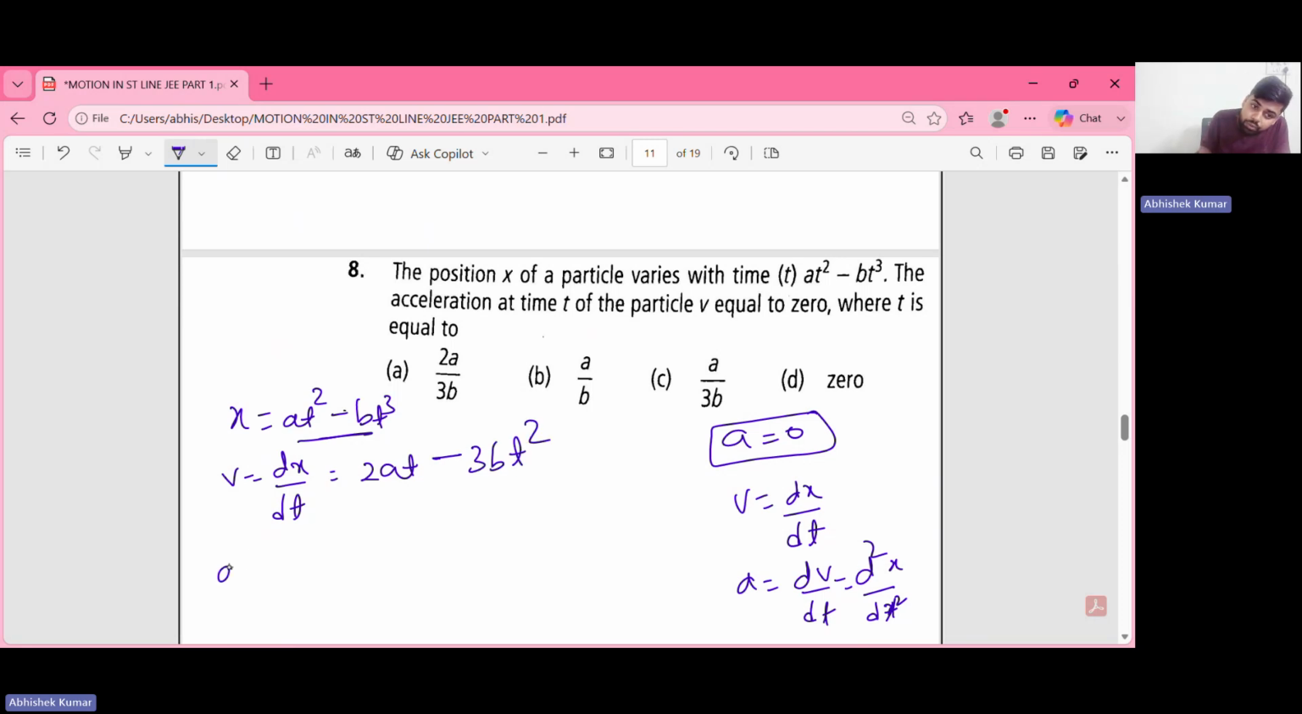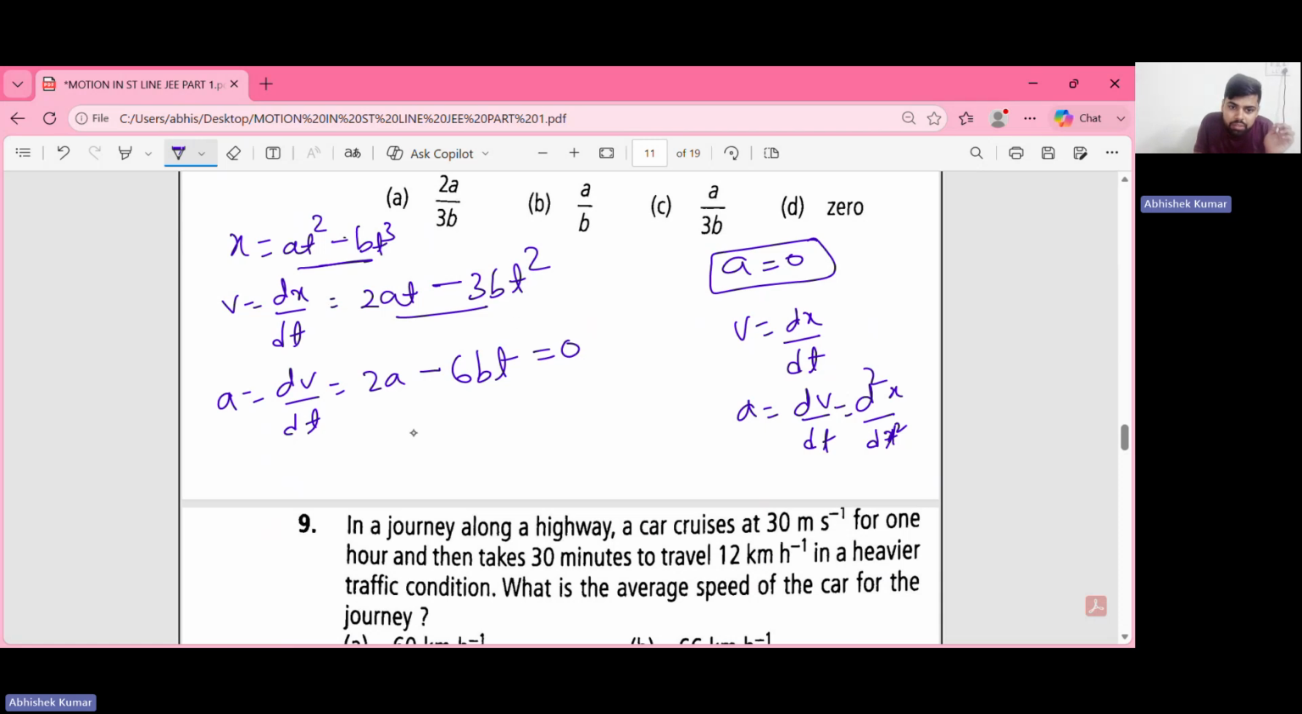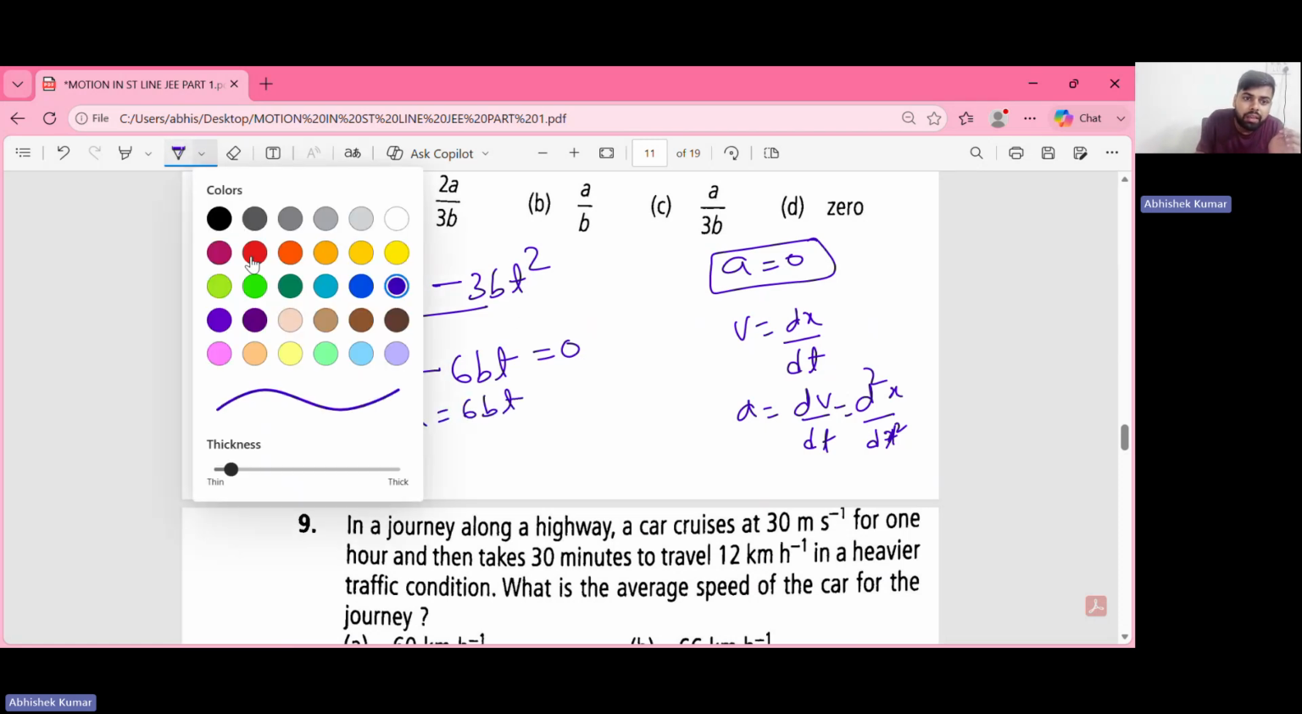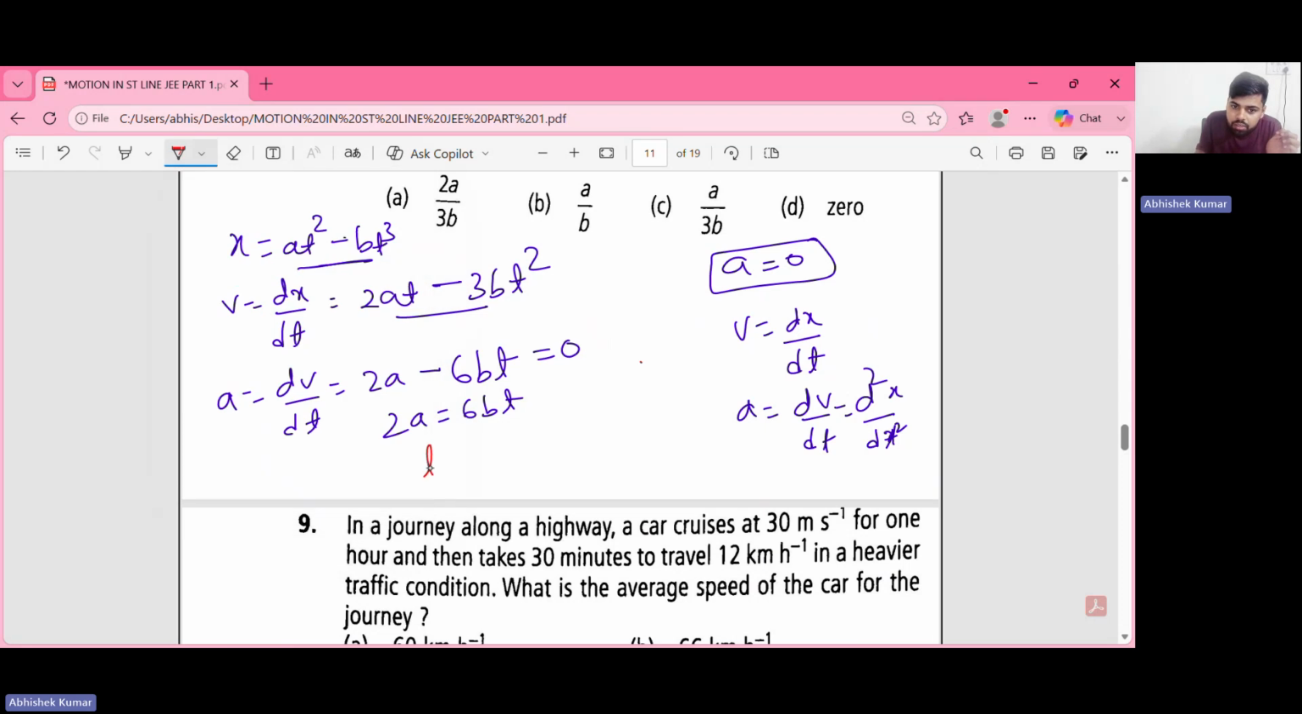Now again differentiate to get a, that is dv by dt. If you differentiate this term, what will you get? 2a minus 6bt, that is equal to 0. So if this is equal to 0, then it will go to this side. Then 2a is equal to 6bt. So from here, what did you get? You got t is equal to 6b by 2a. So here, this one cancels.